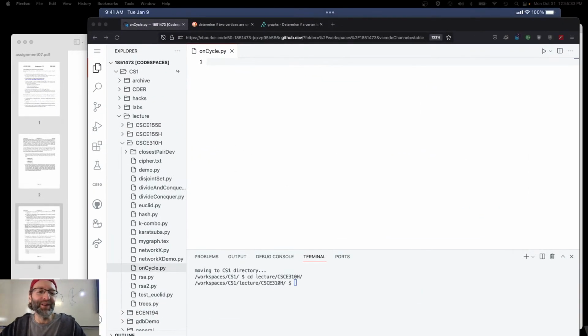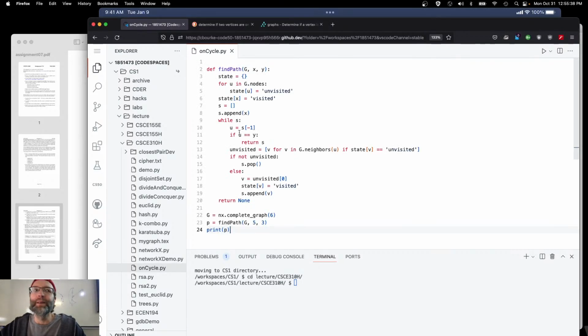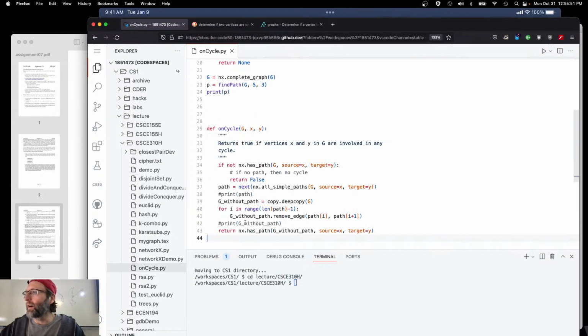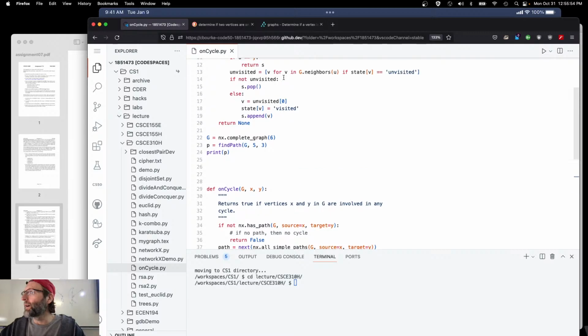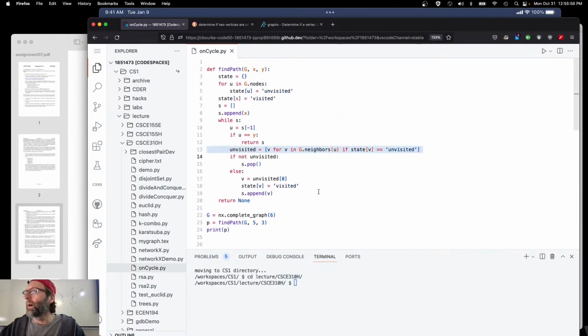I was going to show you, I just threw this together right beforehand. I'll just show it really quick. There's the implementation for find path, and that definitely works. And then here's my implementation of on cycle. I was going to take the opportunity to point out that I want to get the neighborhood, but I only want the unvisited vertices in the neighborhood. You can use a list comprehension for that very, very easily, right?